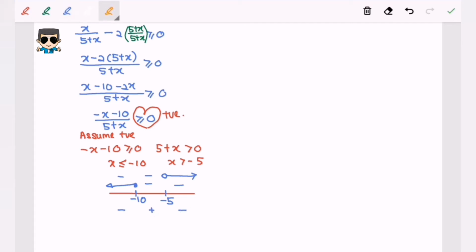Next, what we're going to do is to identify the region or the range by referring to the sign. So the question asks us to locate the positive part. So here will be the answer. So finally, our answer will be from negative 10 until negative 5, where negative 5 is not included.